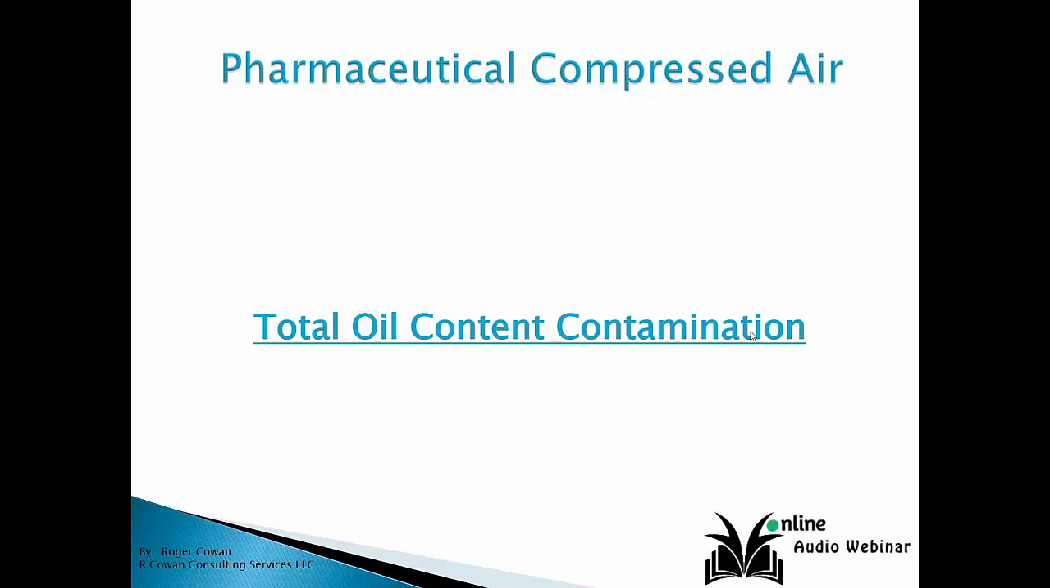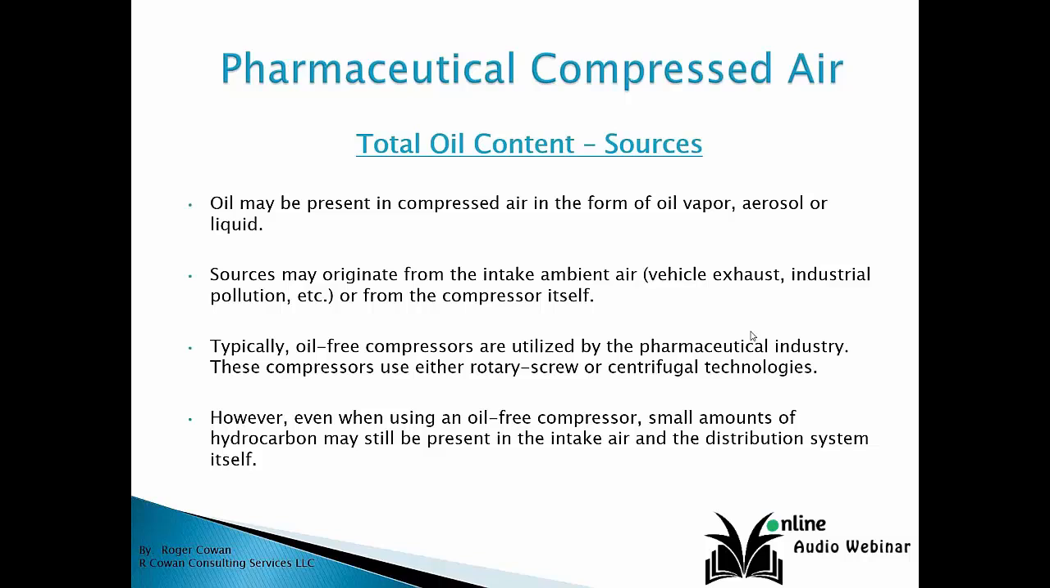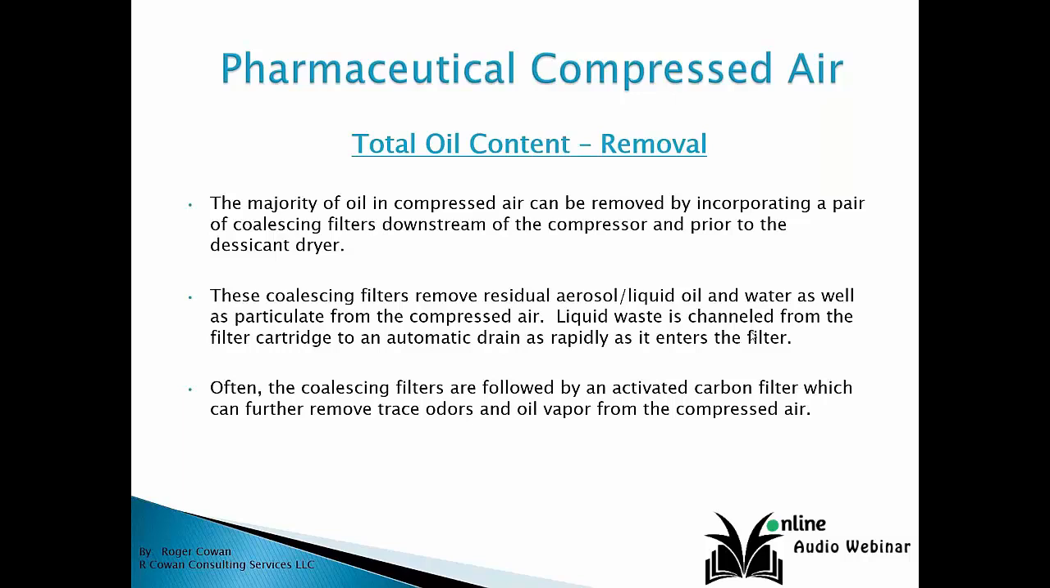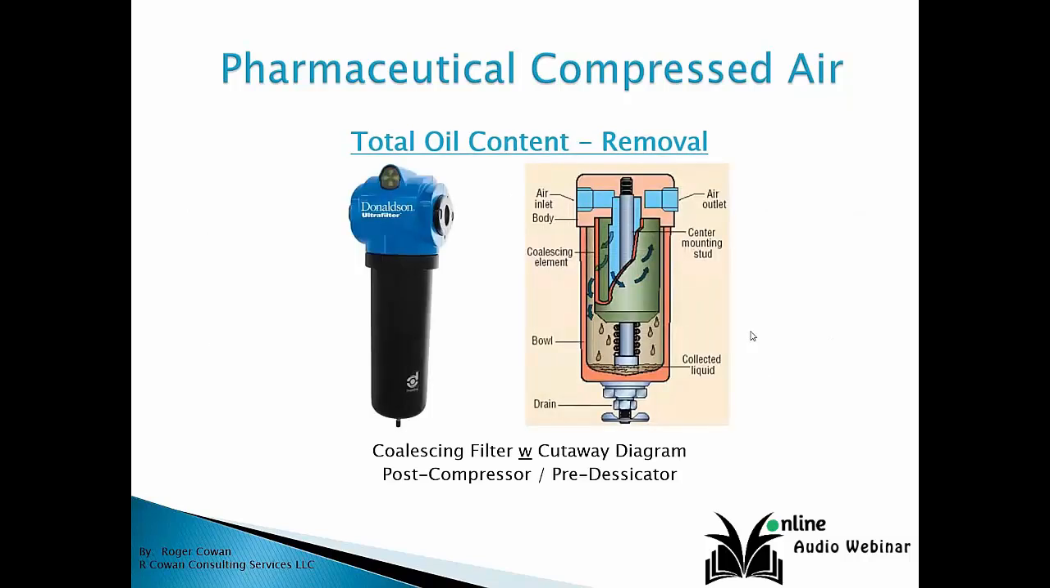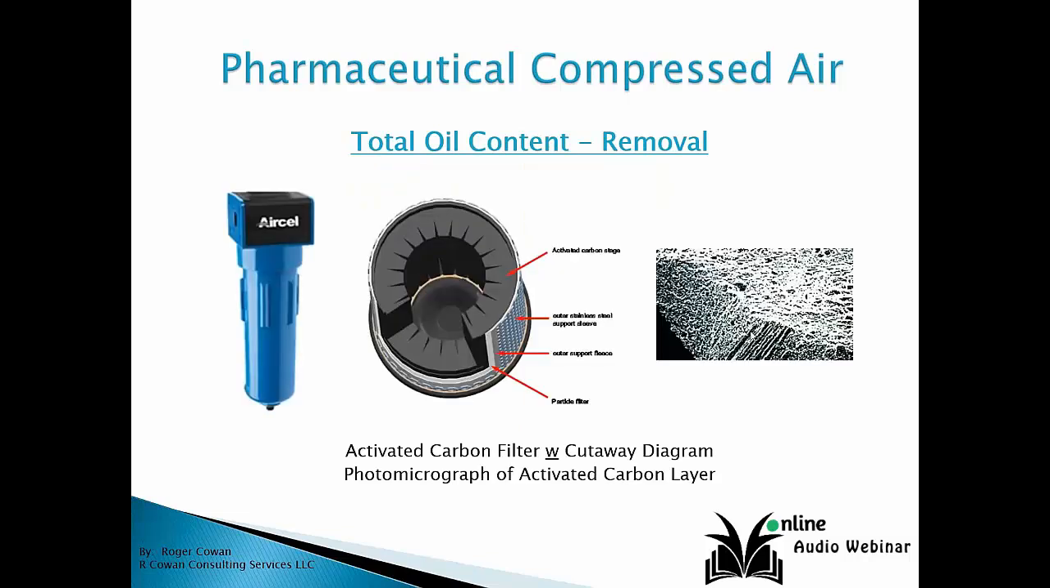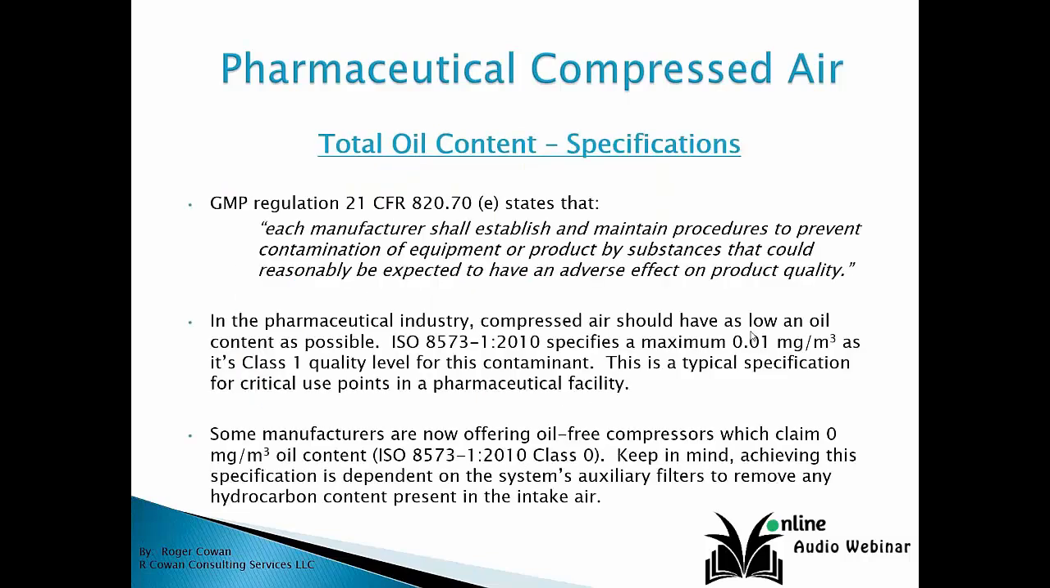Okay, so the third major contaminant in compressed air is total oil. What are the sources of oil or hydrocarbon? It may be present in compressed air in the form of oil vapor, aerosol, or liquid. Typically you might incorporate a pair of coalescing filters downstream of the compressor. These photographs show this. The one on the left is simply the housing for the coalescing filter. The one on the right is a cutaway of a coalescing filter. Now, I mentioned an activated carbon filter. Now, what are the specifications for total oil? How do you measure total oil?